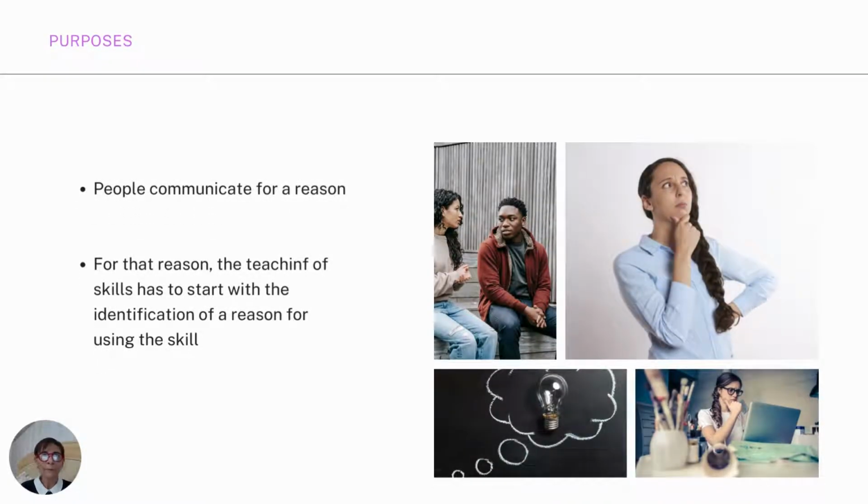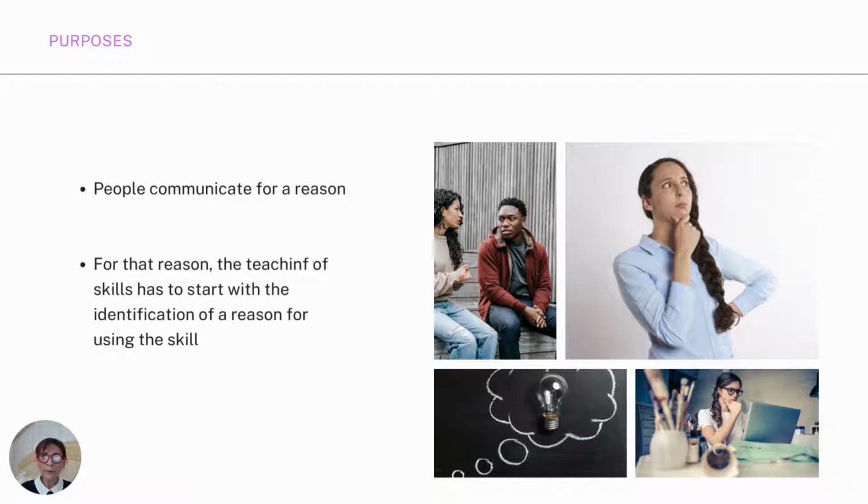Slide 5. In the real world, everything is made with a purpose. When a person does something, there is a reason behind that action. This happens with skills too. For example, when a person listens, that person listens to get information. The same happens with all the skills.